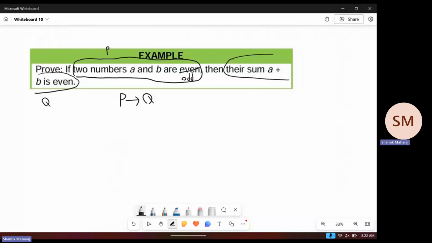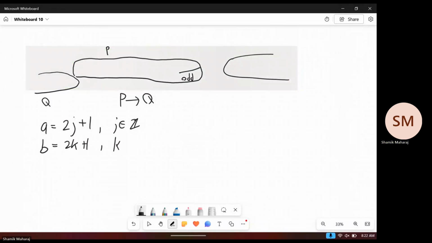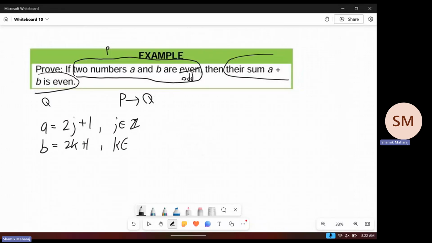So what does P tell us? It tells us A and B are odd. So how do I write that? Just the same way we write an even number plus 1, because that makes it odd. A is 2j plus 1, because that's always odd, and j could be any integer. And B is going to be the same thing here, 2k plus 1, where k is some integer.